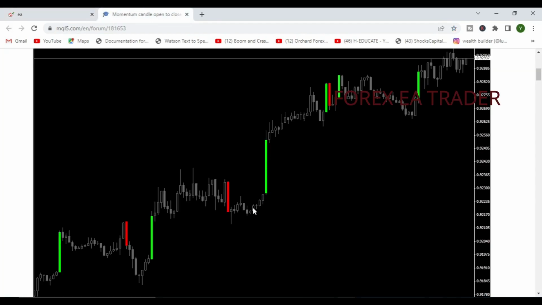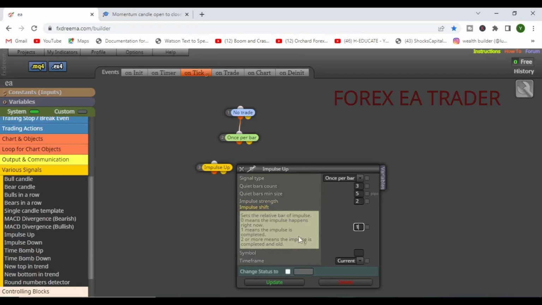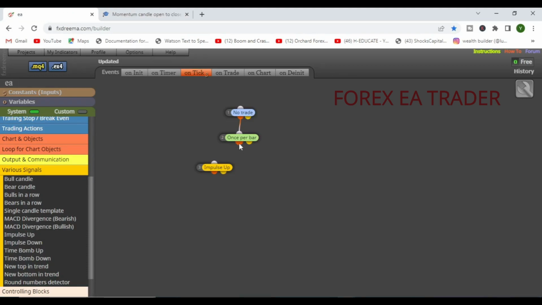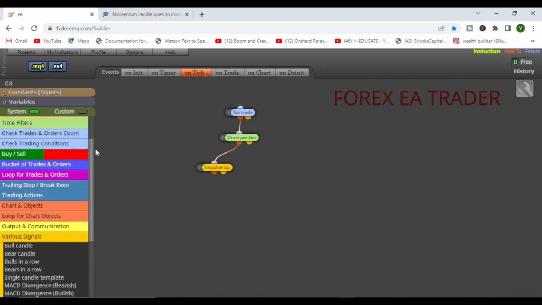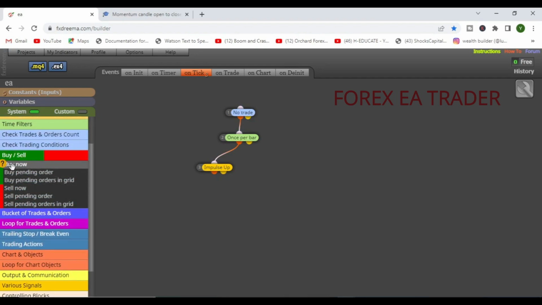So 2 means maybe we are looking at a previous impulse that happened previously, not the current one. Maybe we keep it at 1 because we are using the current impulse right now. So that's what we are going to be looking at there, and we just update and we drag and we link them like that. Then we can actually go up, and that was the buy signal.